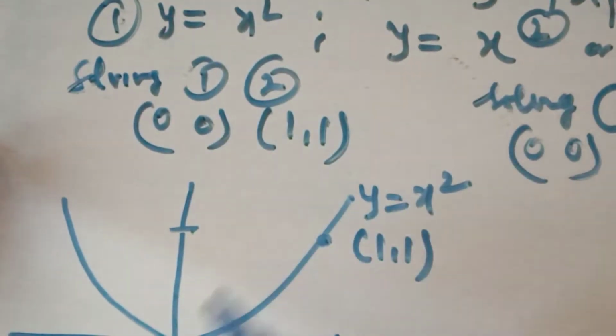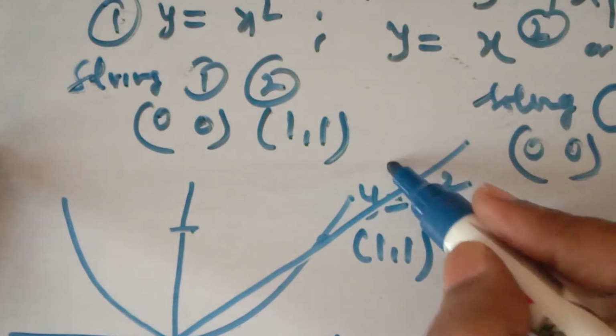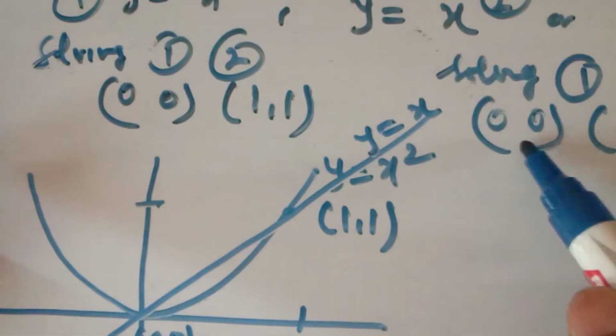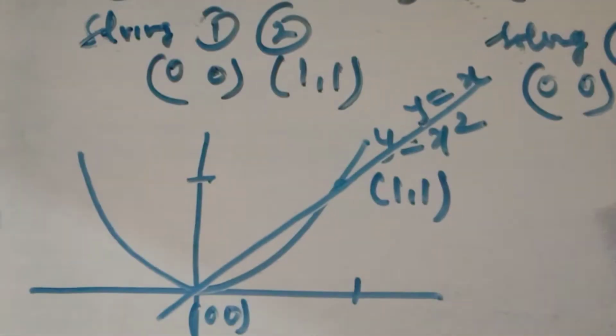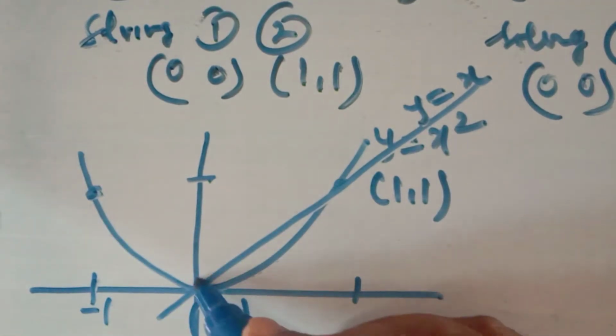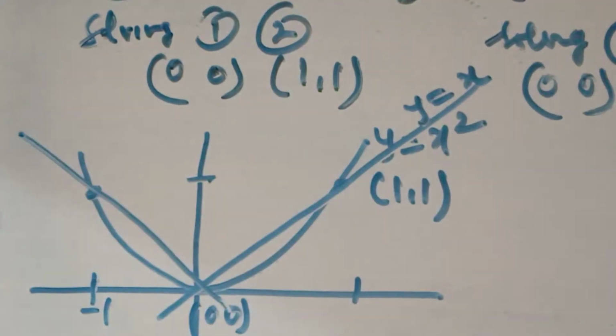So their points are (0, 0) and (1, 1). First is y = x. Now from this it is (0, 0) and (-1, 1). It is (0, 0) and (-1, 1). So this is the point of intersection, and the second line will be like this.